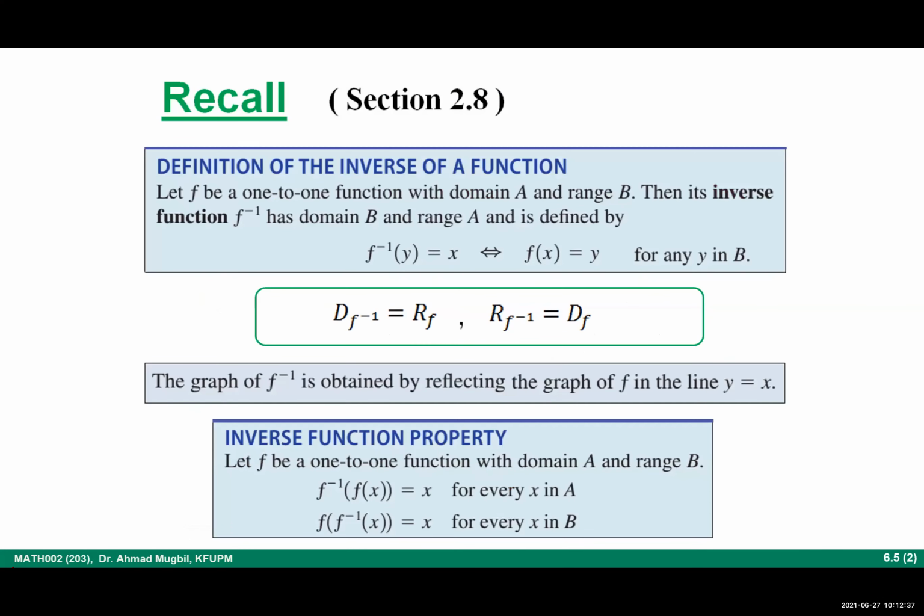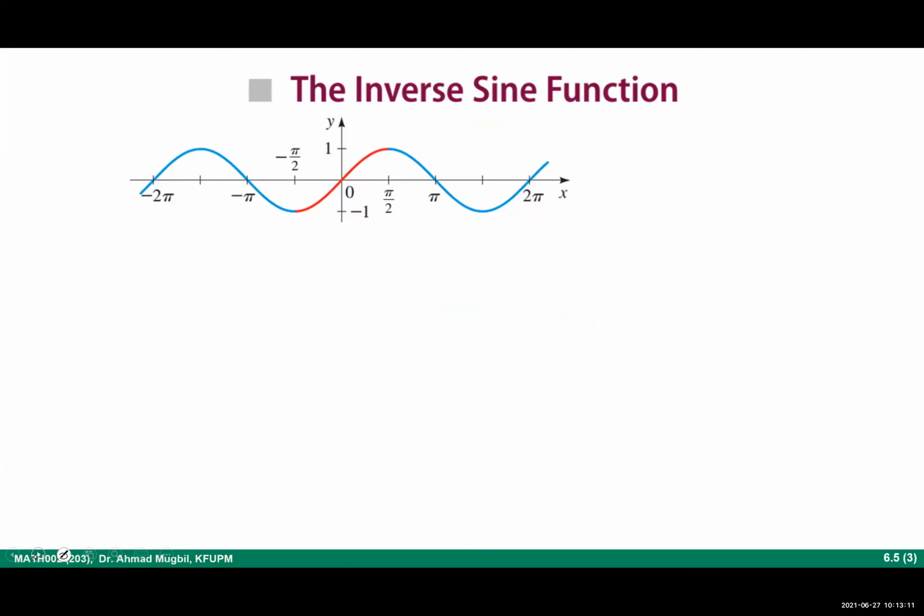But before that, you need to remember section 2.8. If you have a one-to-one function, then it has an inverse, and the definition of the inverse is like this: f inverse of y is x if f of x is y. The domain of the inverse is the range of the function, and vice versa. The graph of the inverse is obtained by reflecting the graph of the function at the line y equals x. The inverse function property, or the cancellation property, we will use them, ya shabab, here.